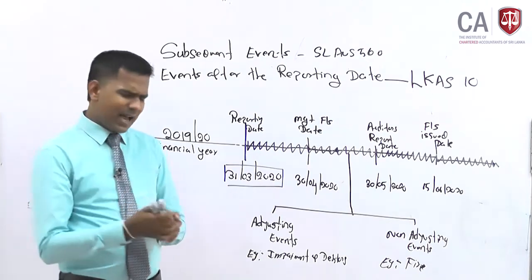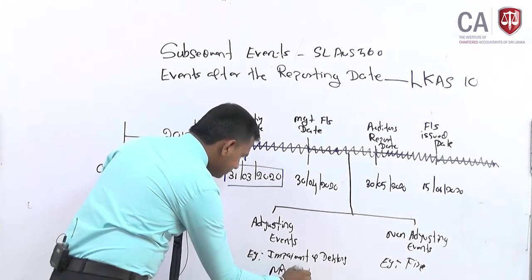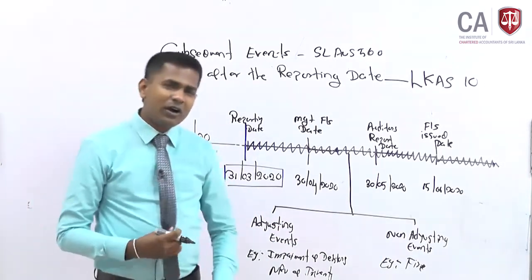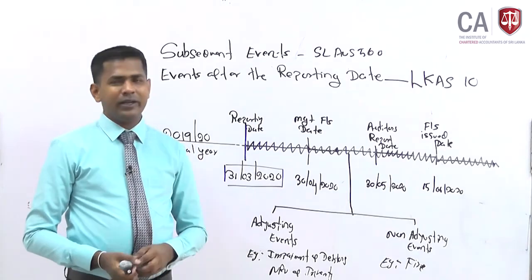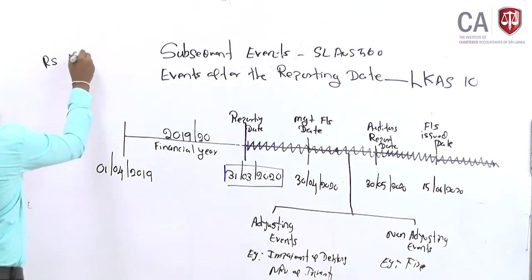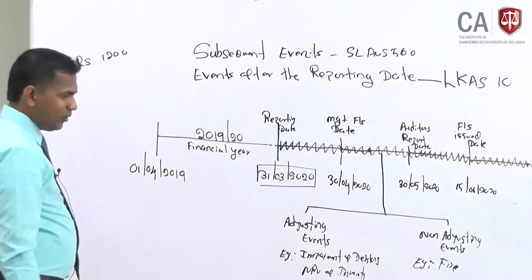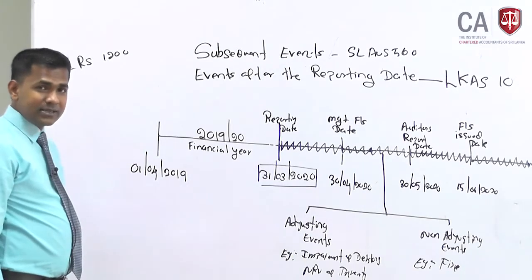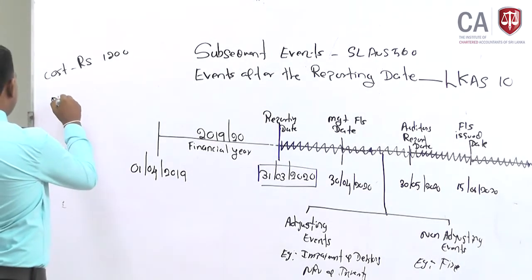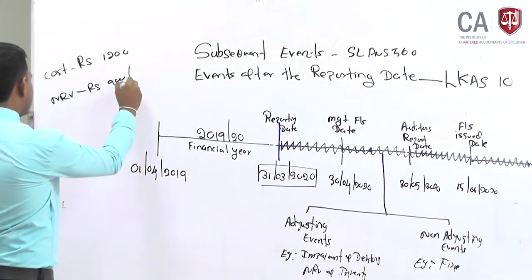Right. The second example, inventory, NRV of inventory. Let's say there was a stock on 31st March 2020. That stock cost was, let's say, 1200 rupees. We know as per LKAS 2, the inventory should be valued at cost or NRV, whichever is lower. Right. So then after 31st March 2020, this stock is being sold at 900 rupees.